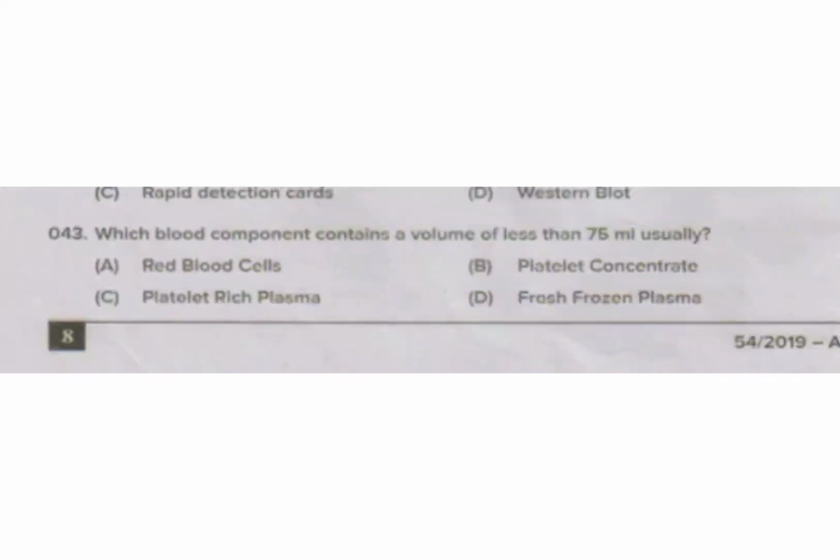The next question. Which blood component contains a volume of less than 75 ml usually? Four options are there. Option A, red blood cells. Option B, platelet concentrate. Option C, platelet rich plasma, PRP. Option D, fresh frozen plasma, FFP. The answer is option B, platelet concentrate. All the others are more than 75 ml.